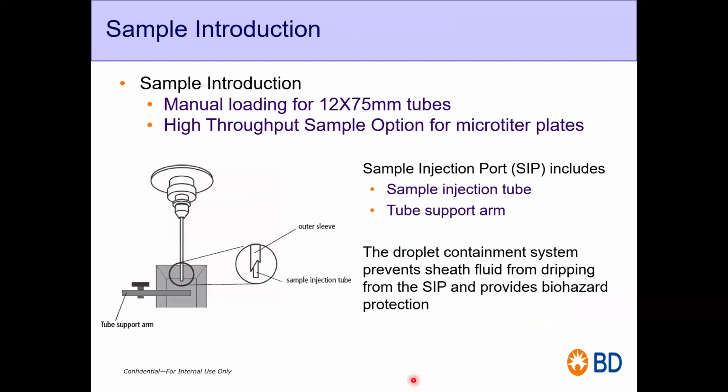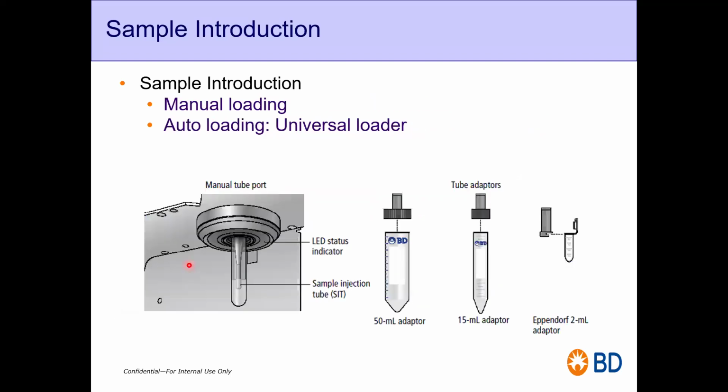Now this is your sample introduction point, where you put your tubes, or we call it the sample injection port. Different people use different terminology. There you put your tubes in your Lyric. It comes without any support, but in your other machines it comes with a support, because in Lyric there is a vacuum pump which helps in sticking the tube. Also, it comes with an adapter where you can use 50 ml Falcon, 15 ml Falcon, and then your 2 ml Eppendorf.